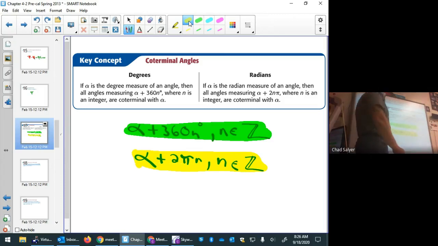How many are there? Well, how many integers are there? If I start counting, how many numbers are there going to be? Infinite. Indeed. So there's an infinite number of coterminal angles. However many times you're willing to spin.